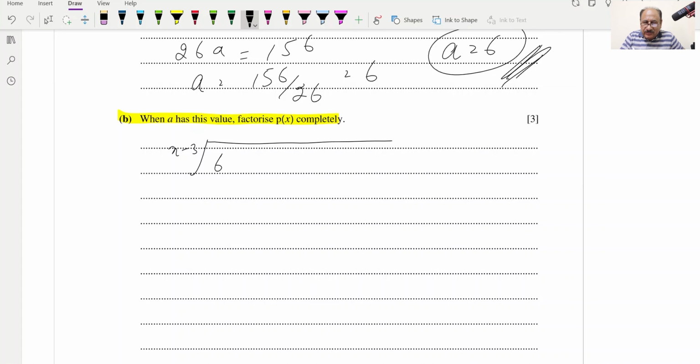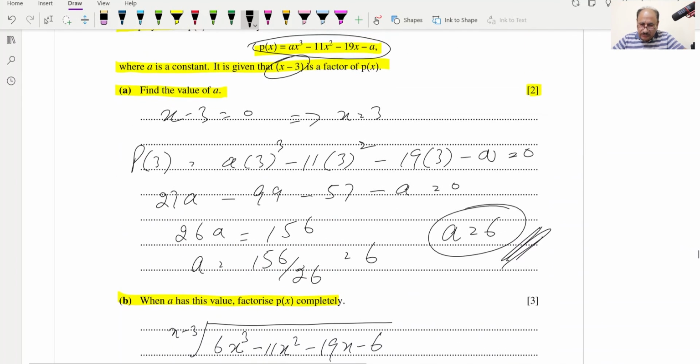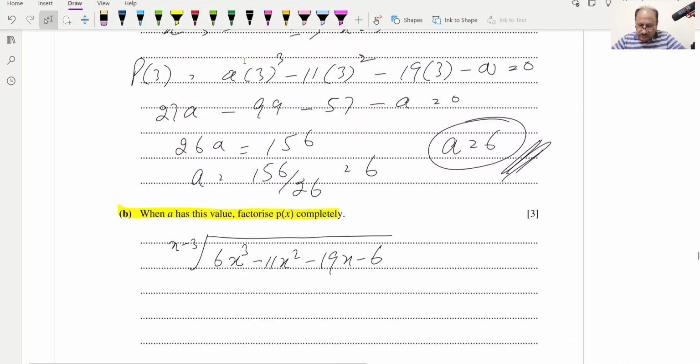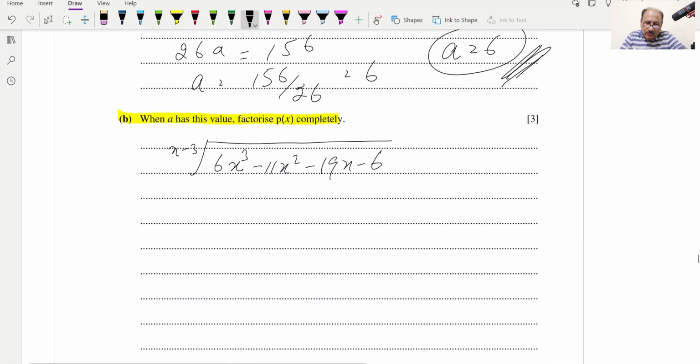So it will be 6x cubed minus 11x squared minus 19x and minus 6. This is what we replaced. And 6x cubed minus 11x squared minus 19x minus a, which is 6. Now we can divide. So first we will be multiplying by 6x squared, and we will get 6x cubed minus, this will be 6 into 3 which is 18x squared, 18x squared, and change sign and cancel, and this will be what?